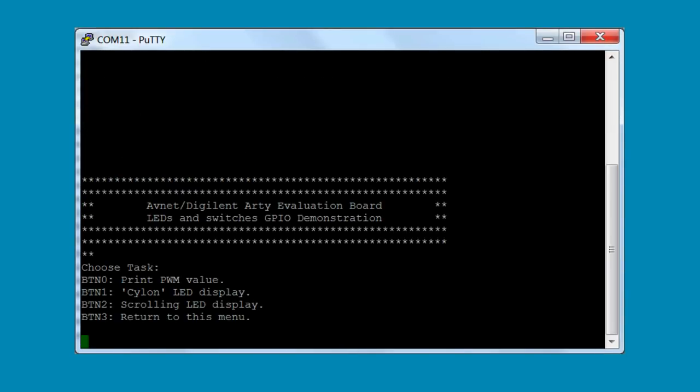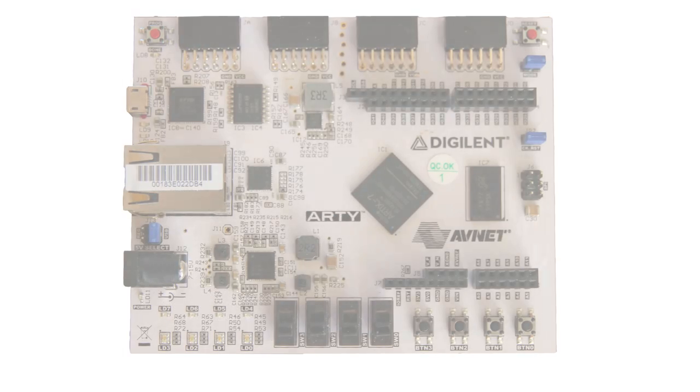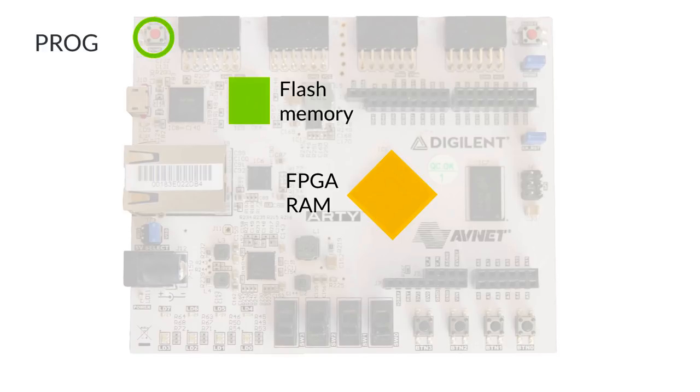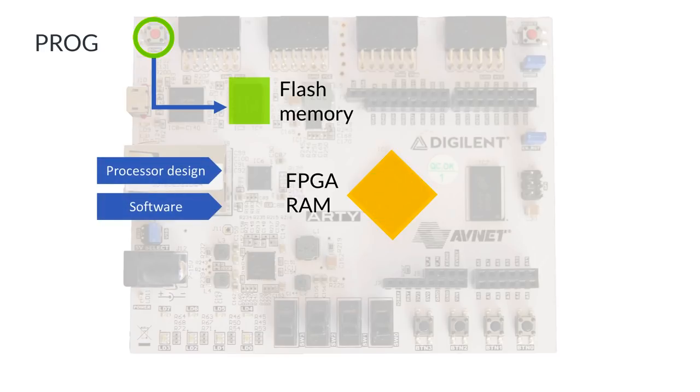So let's think about what we've just done. The FPGA has an internal RAM memory that stores the current programmed image, and the board also has a separate flash memory. When you power the board on, or when you press the left-hand button labeled PROG, as we've just done, the image in the flash memory is automatically loaded into the FPGA RAM. This contains the processor design and the software.